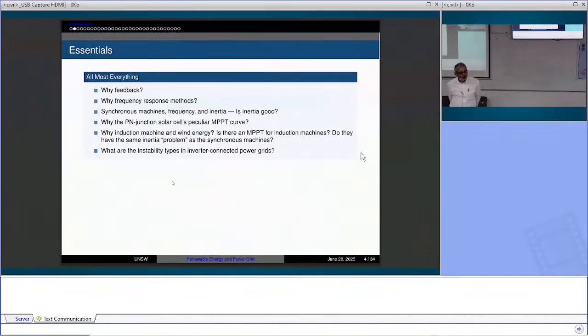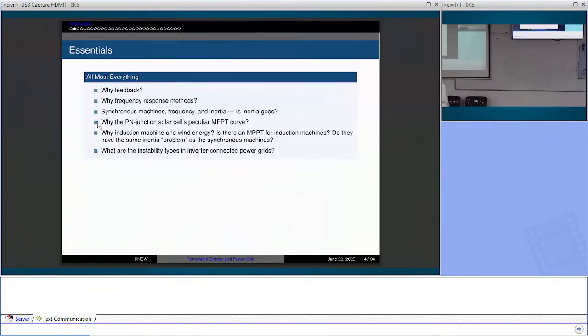So we have covered the first two, the Y feedback and the Y frequency response method. So now, the synchronous machine. Now you will all say that we are getting rid of synchronous machines, right? And we are coming to renewables, solar, wind and this and that. So why should we even worry about synchronous machines?